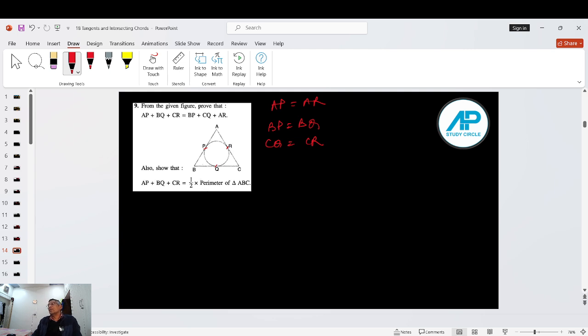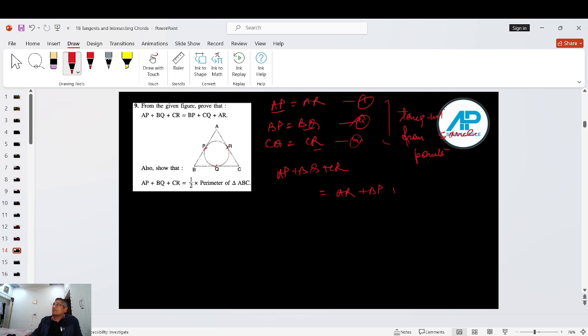CQ equals CR. So I need to show that AP plus BQ plus CR equals BP plus CQ plus AR. I should add the equations: this is 1, 2, third. All are tangents from the same point. So when I add them, AP plus BQ plus CR equals AR plus BP plus CQ. So the first part is proved.